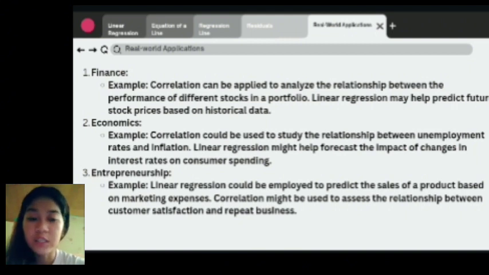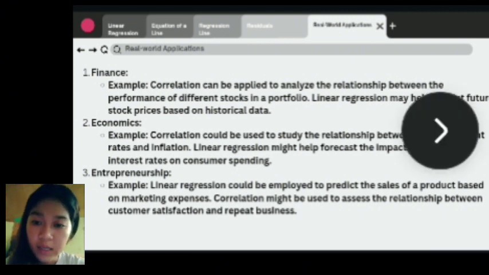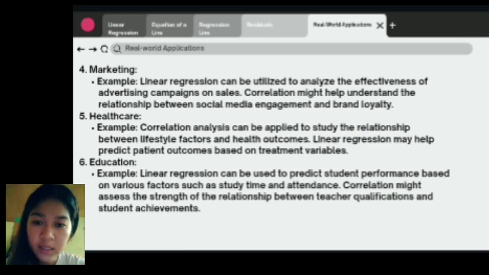And we have also decision making. This is to make informed decisions on how much to invest in advertising to achieve the desired sales target. So this example illustrates how linear regression can empower entrepreneurs to make data-driven decisions regarding resource allocation and growth strategies. And next, we have marketing.